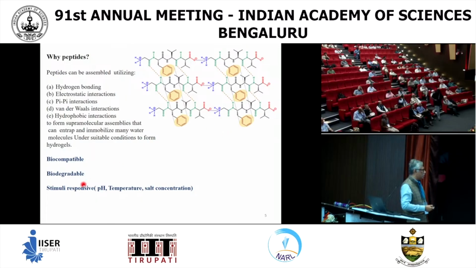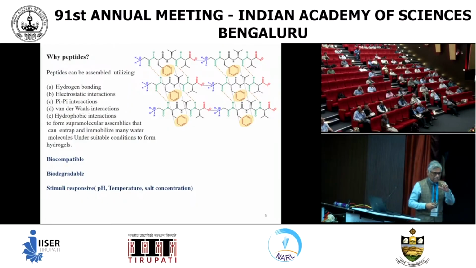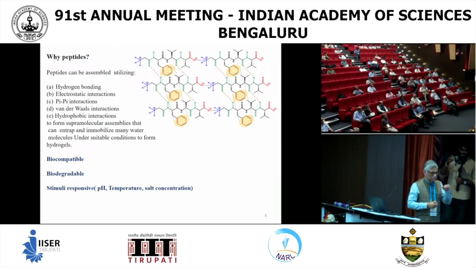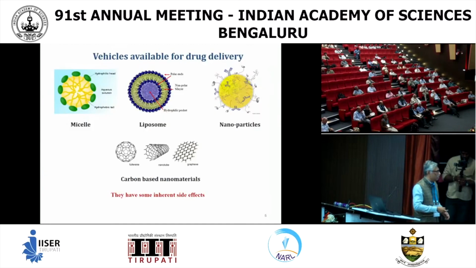These are all the structural aspects. But if we use peptides, carbohydrates, or nucleic acids to make hydrogels, they are biodegradable, biocompatible, and in some cases exhibit stimuli-responsive behavior. That means if we change the pH, temperature, salt concentration, or add or remove chemical additives, or even use light, we can transform from gel to solution and solution to gel.